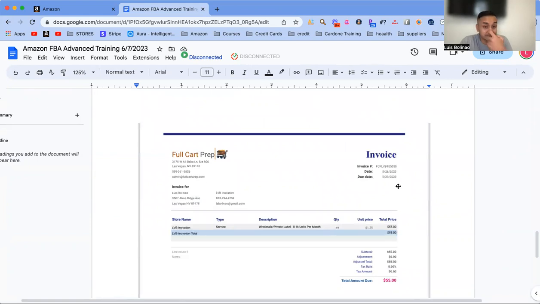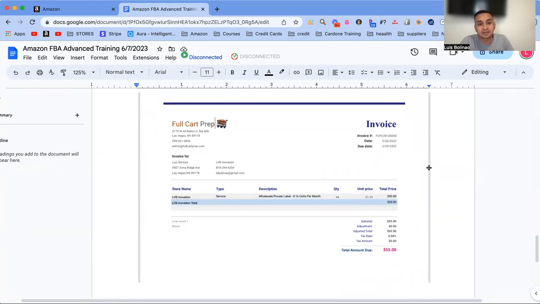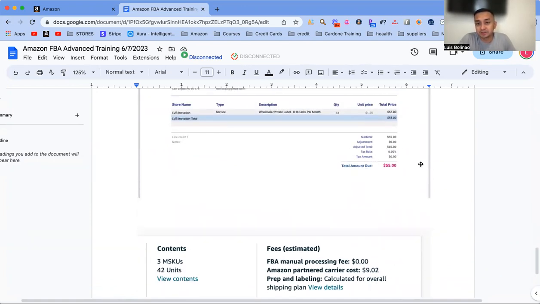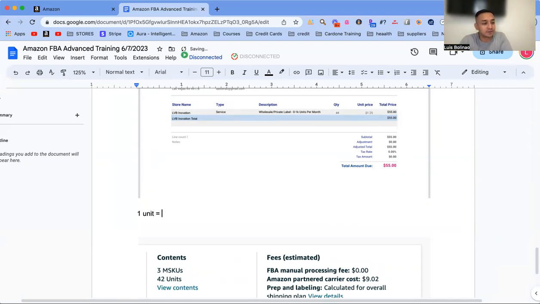With prep centers, we use Full Cart. So again, you take the cost of your prep, which is this one, so $55. And here on the receipt, it says 44 units, right? So $55 would be divided by 44 units. Sorry, 55 divided by 44 units is $1.25 per unit. So one unit equals $1.25 prep cost. Got it?